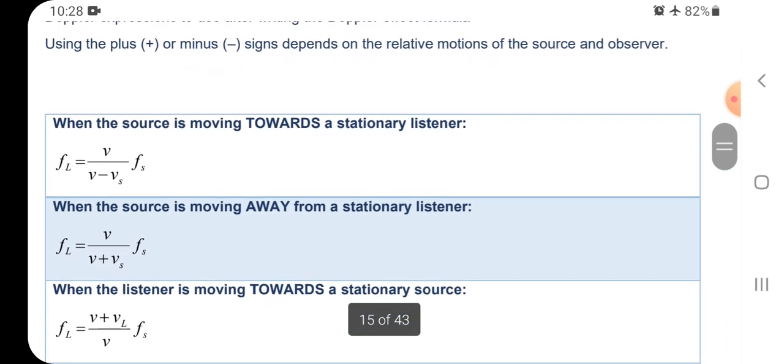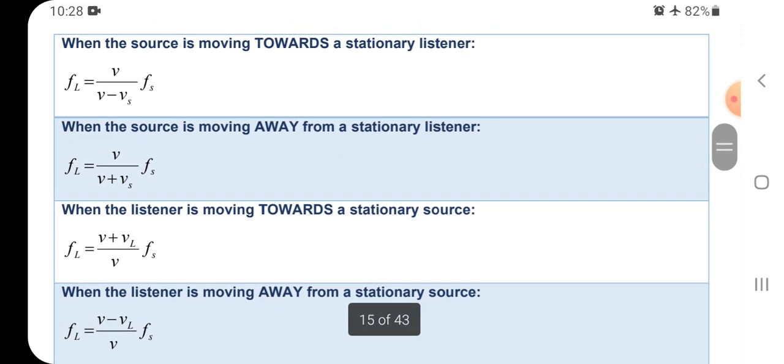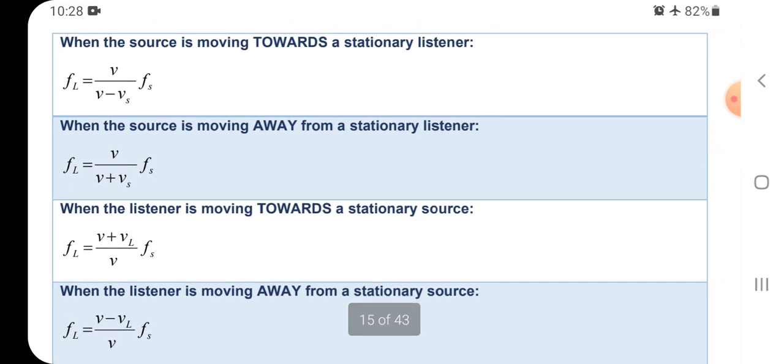Here, for the Doppler expression, after writing the Doppler effect formula, using the plus or the minus sign depends on the relative motion of the source and observer. When the source is moving towards a stationary listener, someone standing still at the side of the road, for example, and an ambulance is passing, meaning the ambulance is moving towards the stationary listener. The person is standing and can hear the siren of an ambulance a distance away, but the ambulance is going to pass the standing listener.